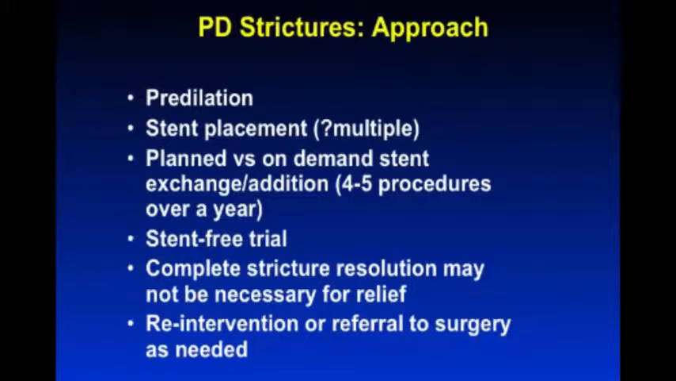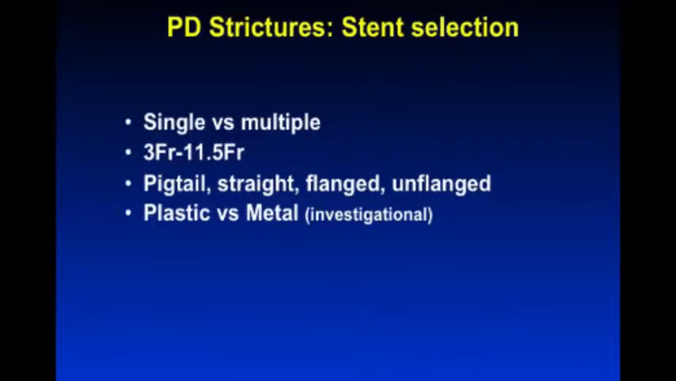And at some point, you try without a stent, keeping in mind that fluoroscopic resolution of the stricture is not necessary for pain relief, and that's an important thing to keep in mind when you deal with these patients. Obviously, if their pain recurs, you either go back to endoscopy or refer to surgery as needed. In terms of what stents to select, generally single versus multiple: multiple may be better, and there's at least one good series that addresses this. Sizes range anywhere from 3 French to 11.5 French, with typically 5 to 7 French being used.